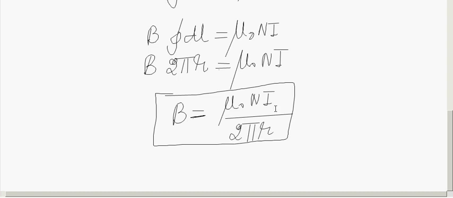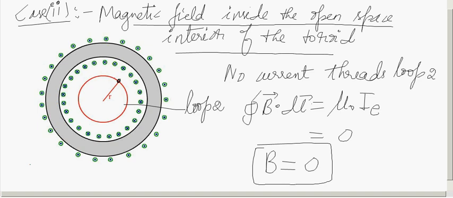Now we also took another case where we have found the magnetic field inside the open space interior of the toroid. So we took up this point and we considered another Amperian loop of radius r, and by the figure it is very clear that there is no current threading this loop, so I is 0. That is why we got the magnetic field interior of this toroid is also 0. Now we have to take the last case, that is case 3.